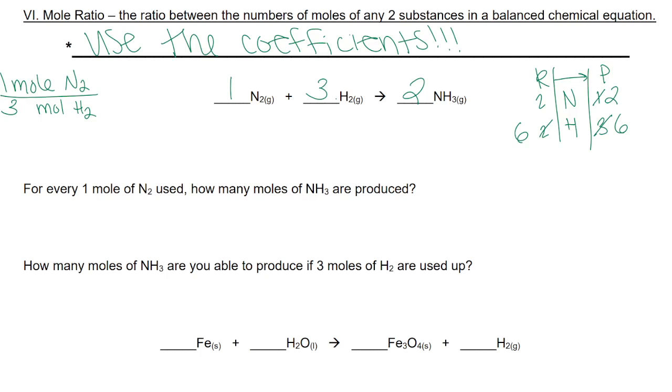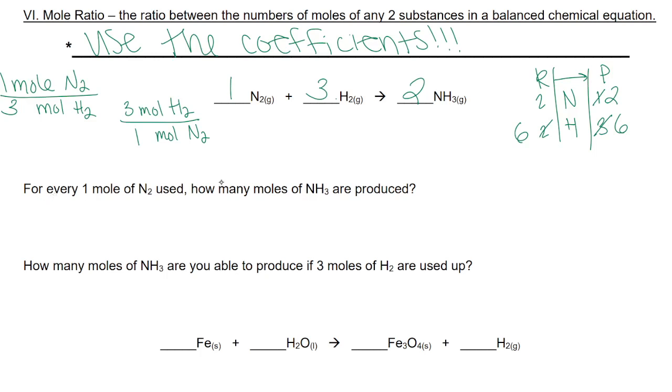And I can phrase that in a whole bunch of different ways. I could also say that for every 3 moles of hydrogen gas that we used, how many moles of nitrogen do we need to use? 1. Just 1. So it's the same ratio, just written in a different way depending on how the question is asked.